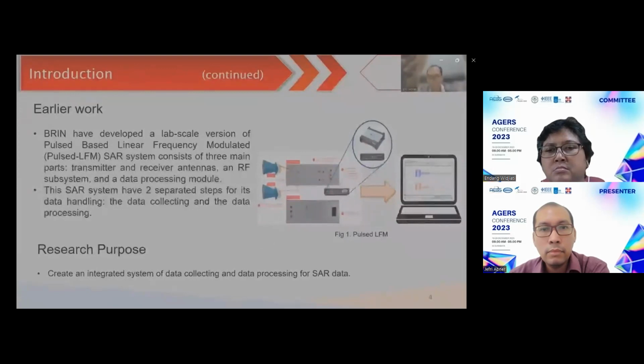As you can see in figure one, this is the SAR system that has been developed in Brin. This is the antenna and this is the SAR system. As the data acquisition, we use a picoscope. And then the picoscope will display the signal read from the SAR system. This is the I and Q signal.